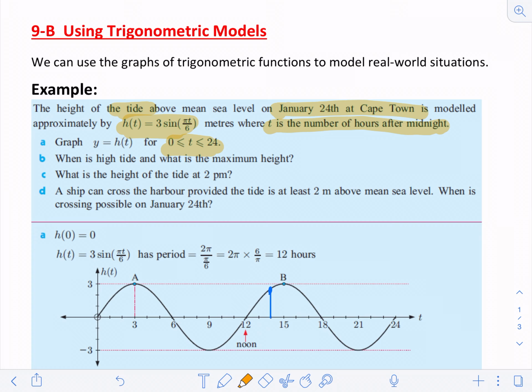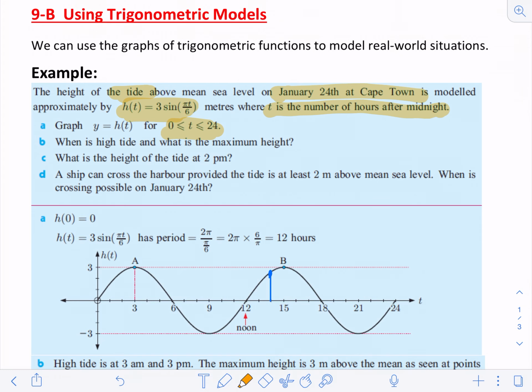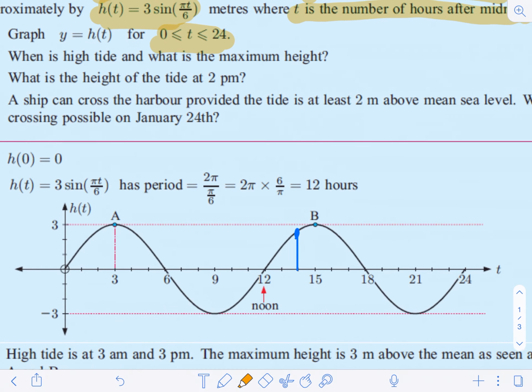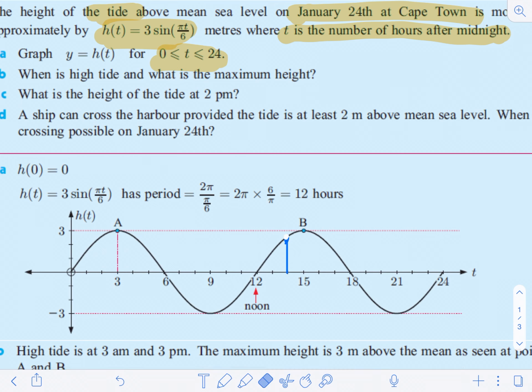Okay, so let's look at graphing this particular model. When we graph 3 sine of pi t over 6, it's going to look like this graph right here. You'll notice that the graph has a period of 12 hours, right? So it goes from 0 through 12, and then it repeats itself for the next 12 hours. And that's what's modeling our tide. We also notice that it has an amplitude of 3, so it goes from 3 to -3, and those are going to be the high and low tides throughout the course of this day.